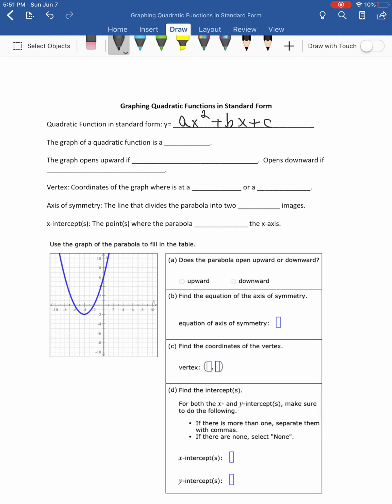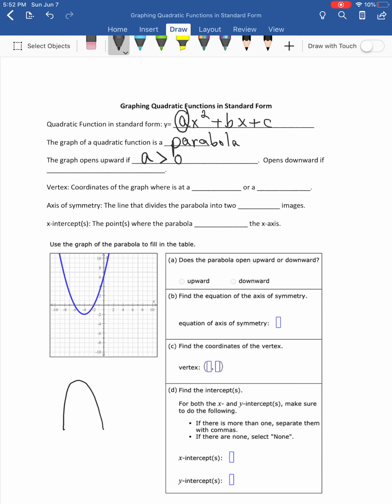The graph of a quadratic function, which you see over here, is called a parabola. A parabola is a U-shaped curve. Parabolas can open upward like the graph you see below, or they can open downward. The graph opens upward if a is greater than 0. A is the leading coefficient.